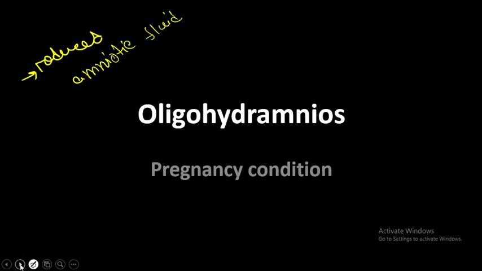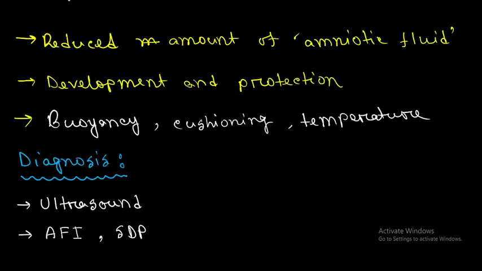Hello everyone. In this lecture we are going to discuss oligohydramnios, a pregnancy condition. This term refers to a condition characterized by a reduced amount of amniotic fluid. So let's see what it is all about. It is the reduced amount of amniotic fluid.